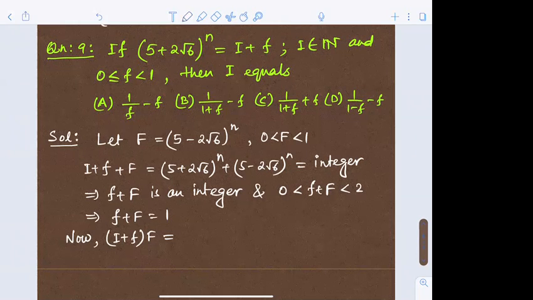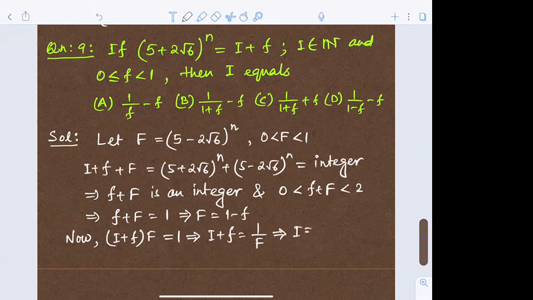What will I get? What is (a plus b) into (a minus b)? Yes, we will get 1. So that means our I plus small f is 1 by capital F. What is capital F from this relation? Capital F is 1 minus small f. So this implies our I is equal to 1 by (1 minus small f) minus small f. So that is our expression. Therefore option D is correct.